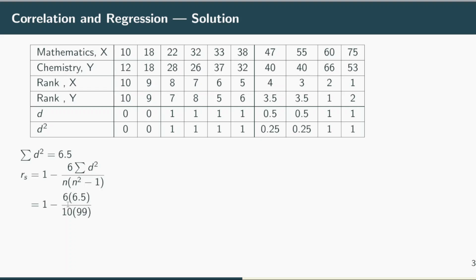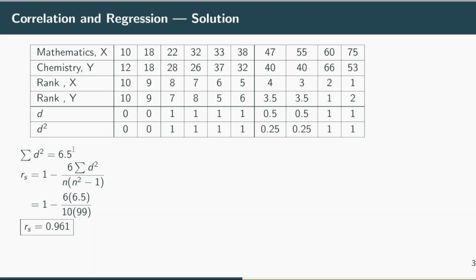So I'll be having 1 minus 6 into 6.5 divided by n, which was 10. 10 squared is 100 minus 1, 99 multiplied by 10. Evaluating everything gives me 0.961 to 3 decimal places. And if you were asked to leave your answer to 2 decimal places as in the question, you are going to be having 0.96 to 2 decimal places. So I hope you've understood how to obtain the Spearman's coefficient of rank correlation.